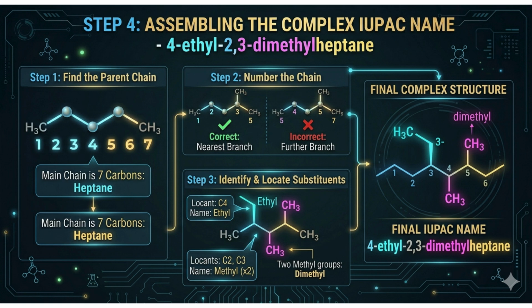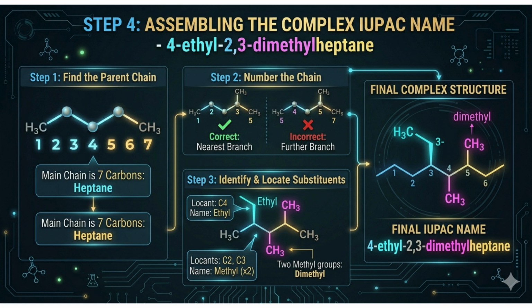Now, step 3. Identify and locate the substituents. We see an ethyl group sitting at carbon 4. Then, we have two methyl groups, one at carbon 2 and another at carbon 3. Because we have two of them, we call them dimethyl. Finally, look at the final complex structure on the right. We assemble these pieces into the final IUPAC name.